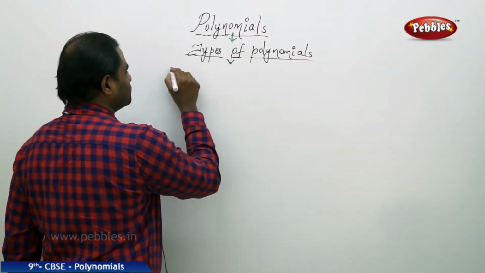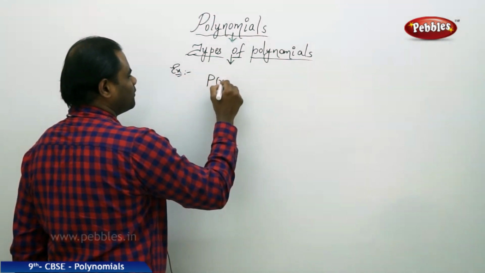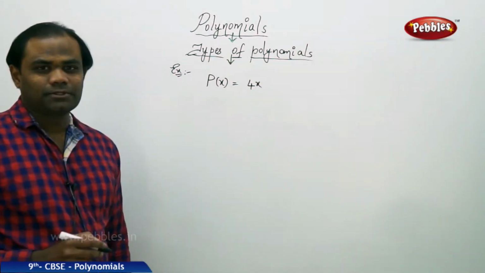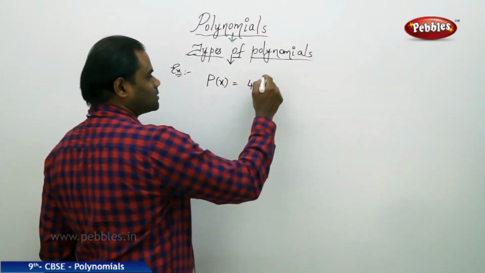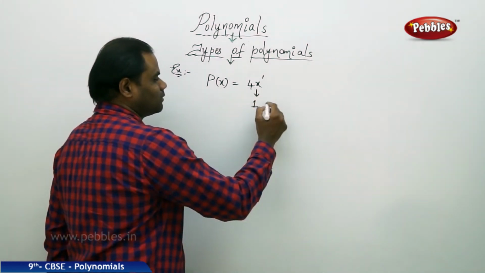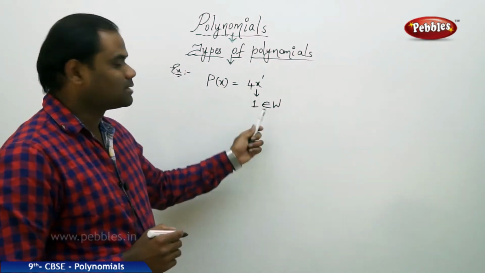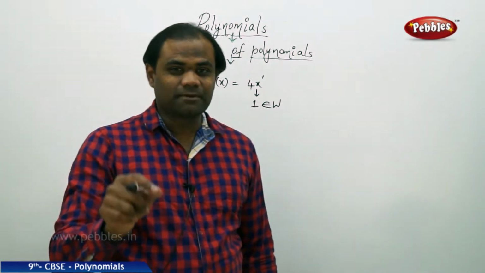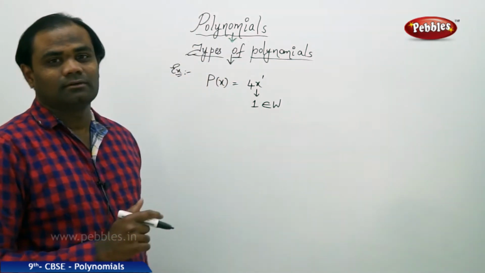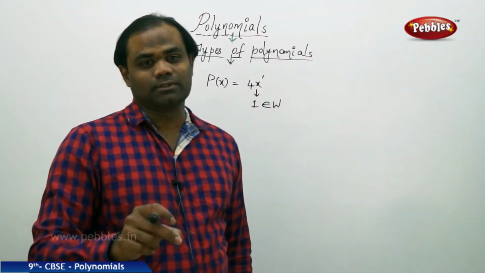So let me take, for example, a polynomial p of x equals 4x. Surely this is a polynomial because the power of the variable is 1, which belongs to whole numbers. Therefore, p of x is a polynomial. Specifically, p of x is a polynomial of one term. There's only one term here, which is what we need to notice.